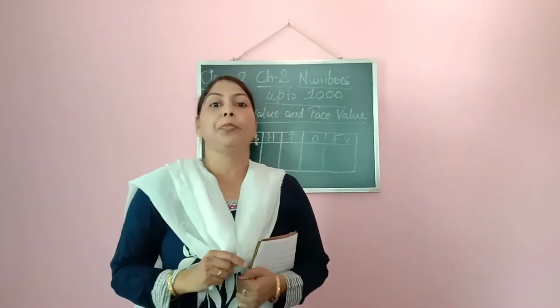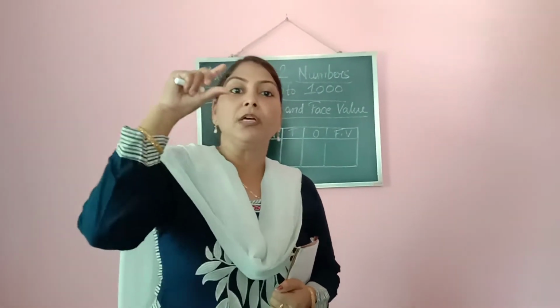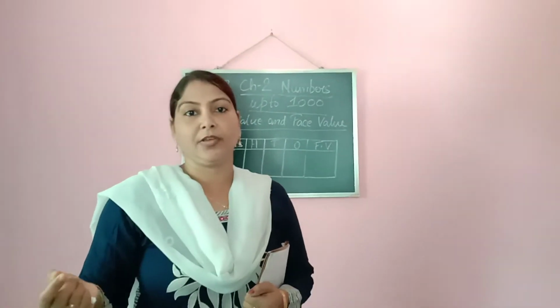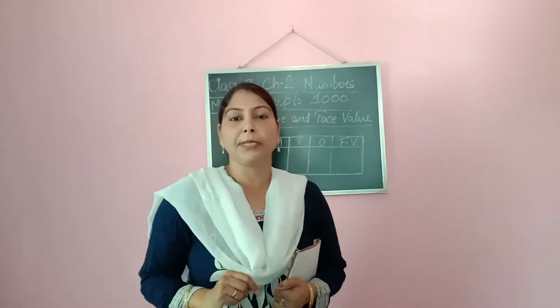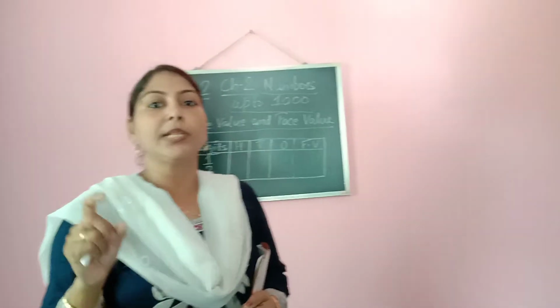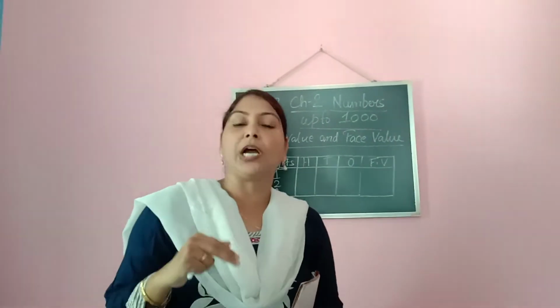Now what is its place? What is the place of 7? What is the place of 2? What is the place of 5? Now you may be confused a little bit. Now we can understand this question with the help of a place value chart.